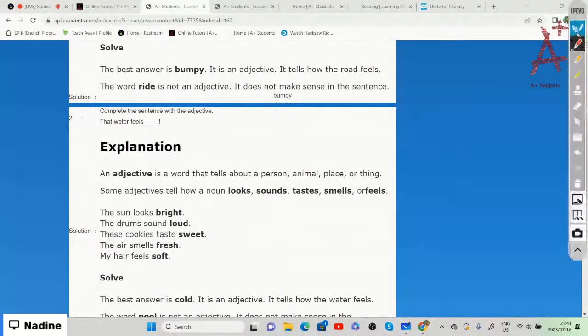All right, the water feels. So how does the water feel, right? We can either say the water feels warm, or we can say the water feels cold. It depends if you're about to take a bath or if you're going to the pools. So the best possible adjective, especially if it's a pool, is that the water is cold. Cold is the adjective that describes how the water feels.